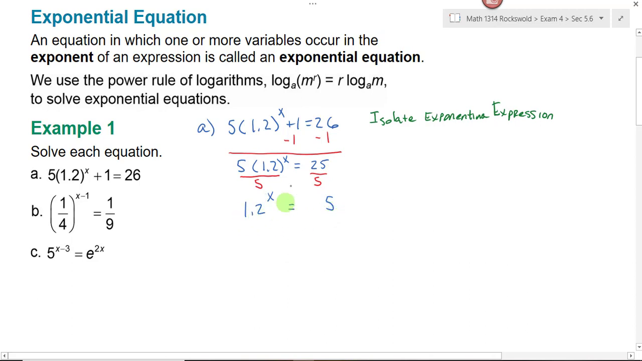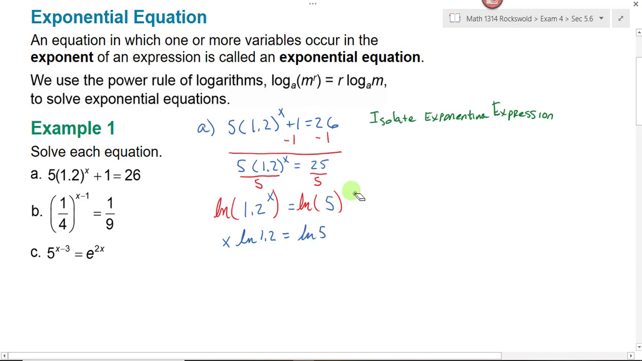Now is where I use this power rule. And I want to use a log that I have a button for on my calculator so I can get a decimal approximation if I ask you for a decimal approximation. So I'm going to choose to use the natural log. I'm going to take the natural log of both sides of the equation. So you see, now I can use this power rule right here to bring that variable out of the exponent. And when I rewrite this, I get x times the natural log of 1.2 equals the natural log of 5.